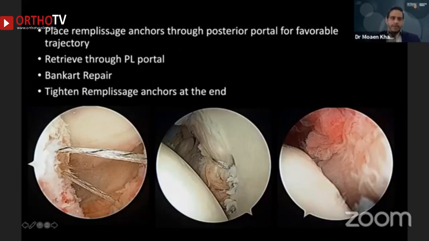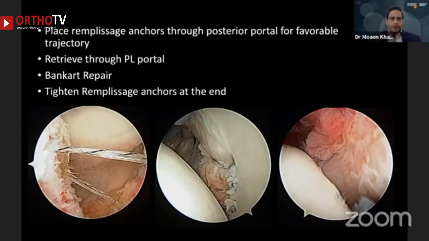An important point here is I usually place my remplissage anchors first through my posterior portal because I have a favorable trajectory in the humerus. There's no chance of perforating the articular surface. Then I redirect my sutures through a posterior lateral portal, and that allows the sutures to come out through a more tendinous part of the infraspinatus as opposed to the myotendinous junction. By doing that, you can decrease your risk of decreasing a patient's external rotation with the procedure. So I think that is technically an important point.